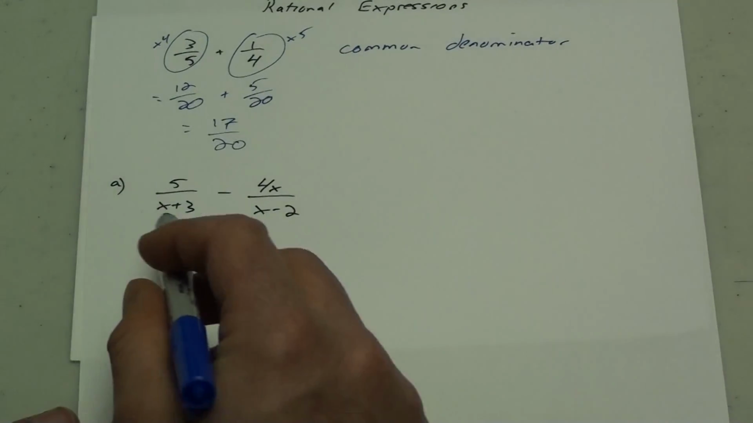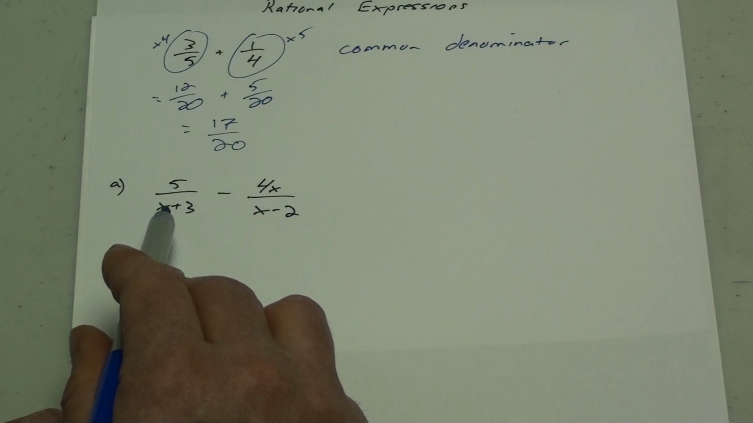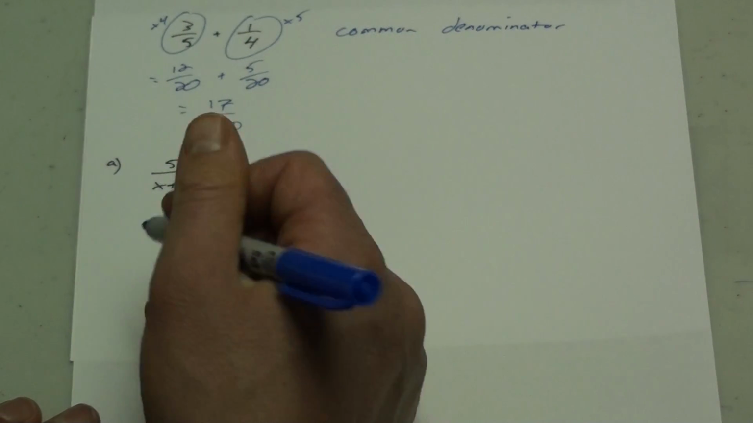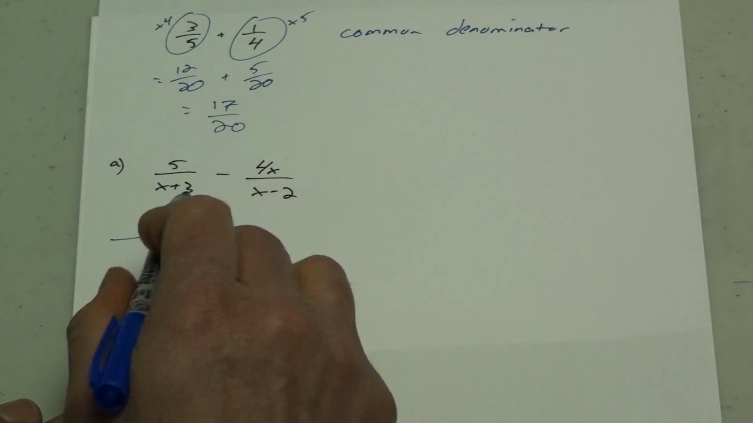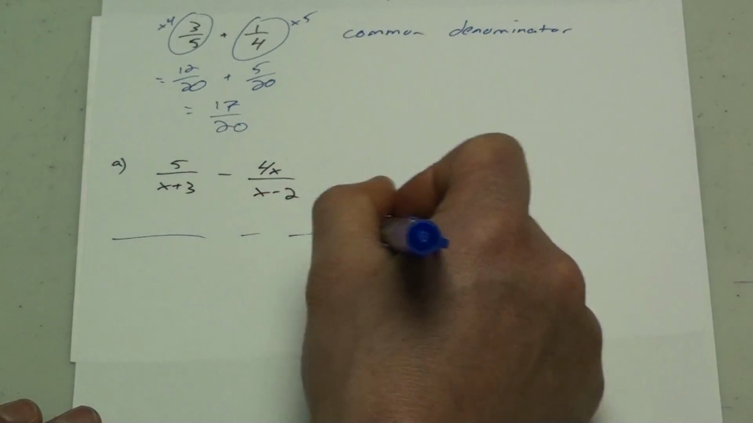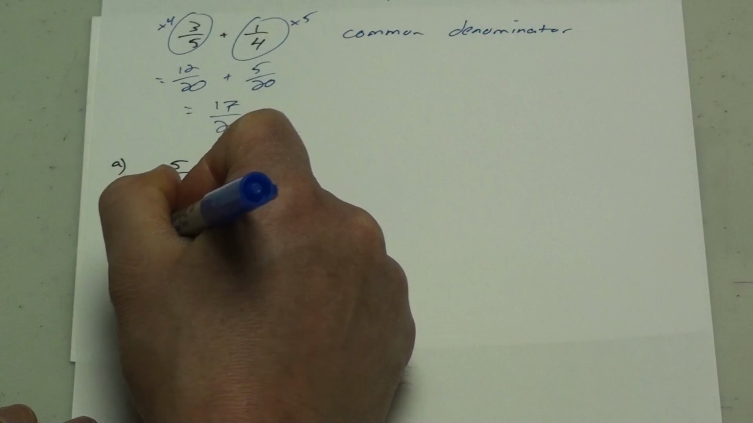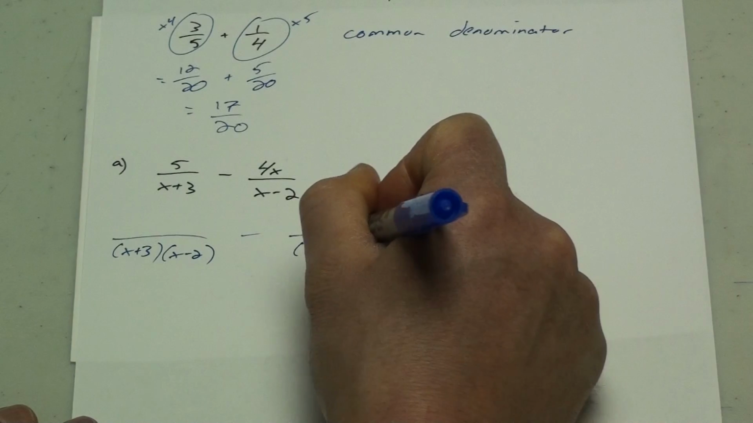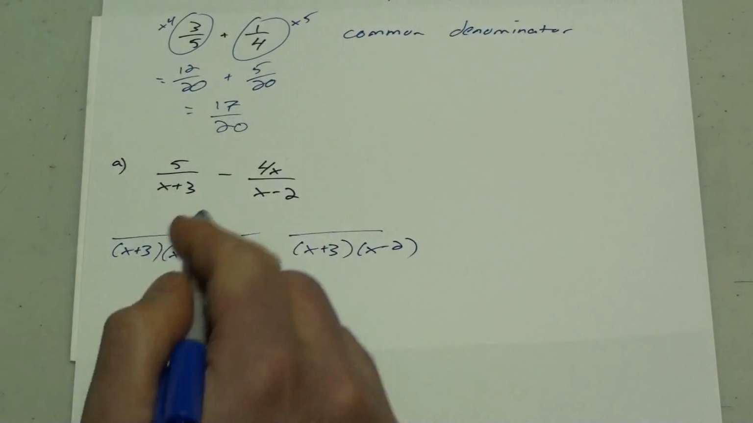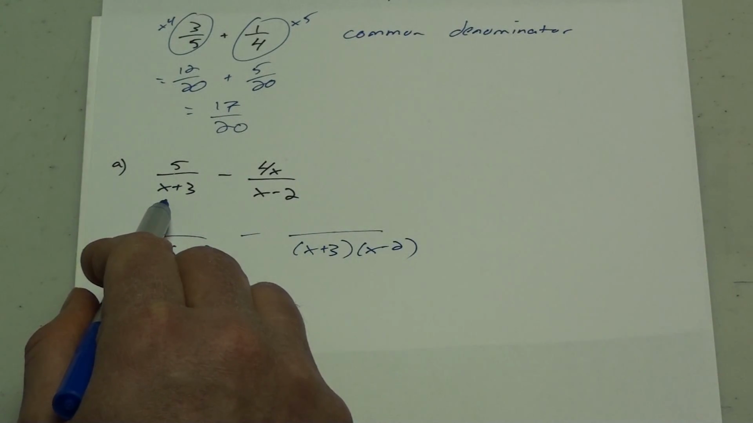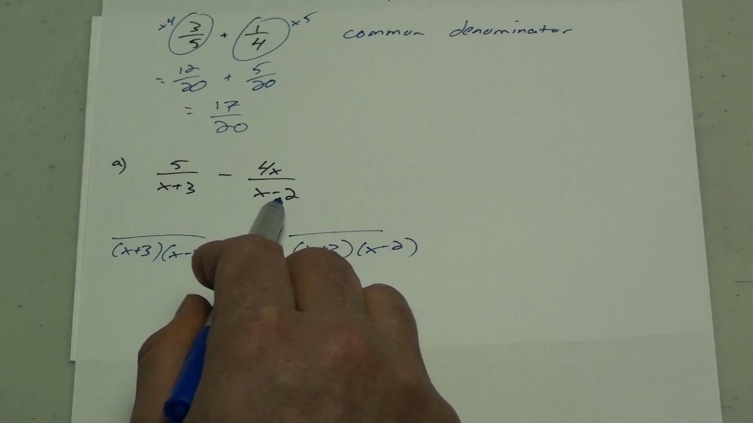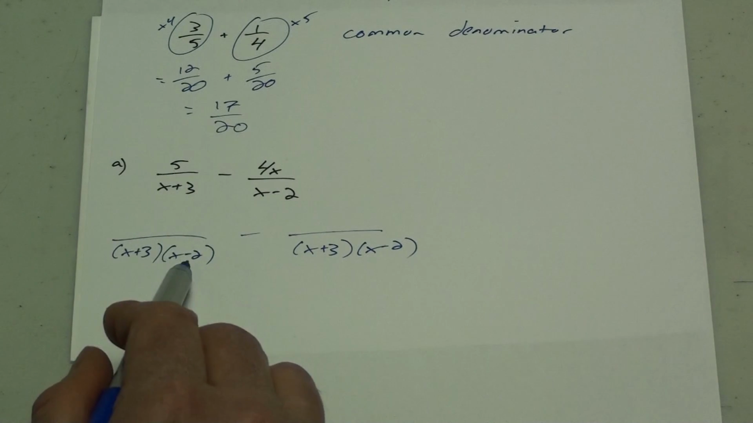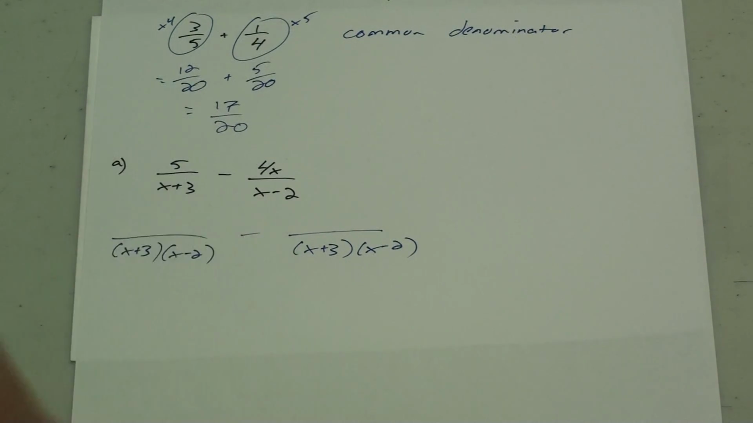Okay? So I need a common denominator between the two fractions here. I have x plus 3 and x minus 2, so my common denominator will actually be the multiplication of these two denominators. So I'll have x plus 3 times x minus 2 on both. Now I multiplied this entire first fraction by the denominator of the other fraction. So when I multiply the bottom by something, I've got to multiply the top by it as well. The bottom got multiplied by x minus 2, so will the top.